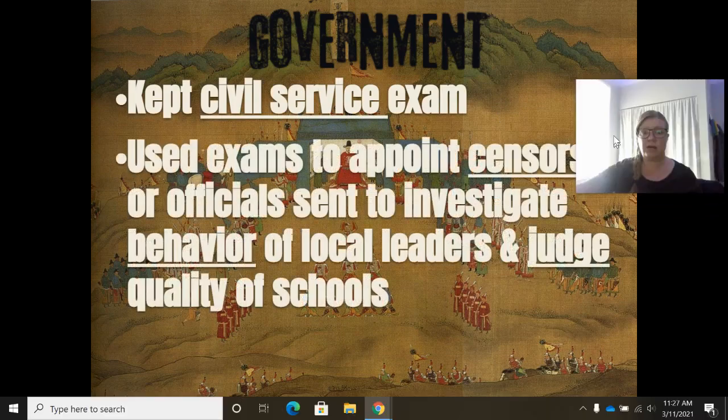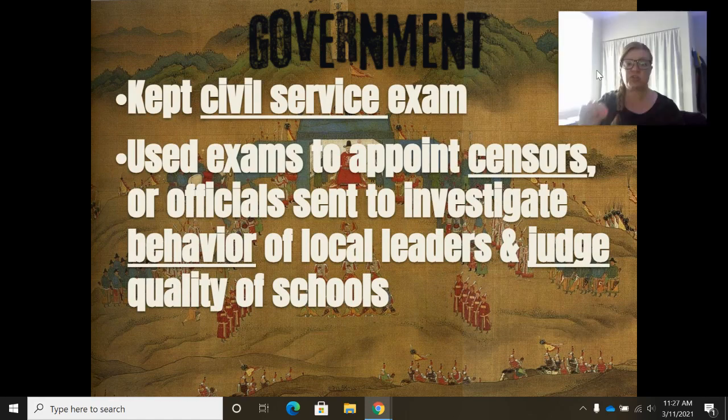They kept the civil service exam, but they used this exam to appoint censors, or officials to send out an investigation, basically, about behaviors of the local leaders and judge qualities of the school. So with the civil service exam, you were no longer a really high official, but you would pass this test and then they would send you out to watch government officials to make sure that they were behaving correctly, to basically supervise local leaders, go into the schools, make sure that the schools' education was on par. So they were more investigators than active members in the government making decisions. So they kept the civil service exam, but scholar officials look quite different in their job title and what they were responsible for.